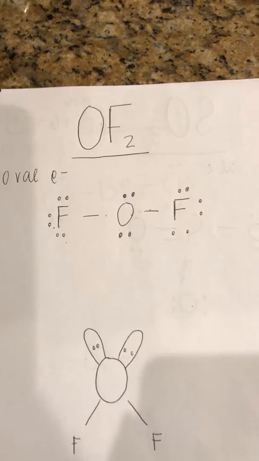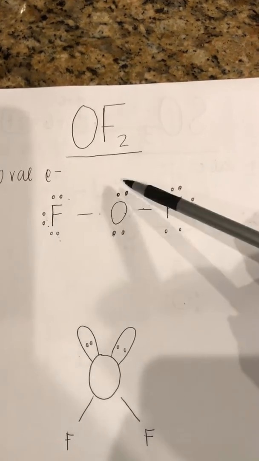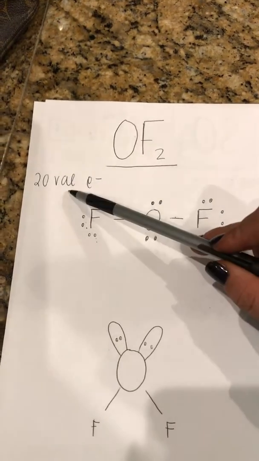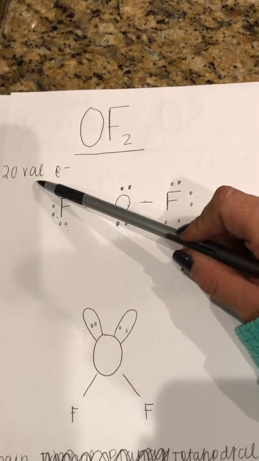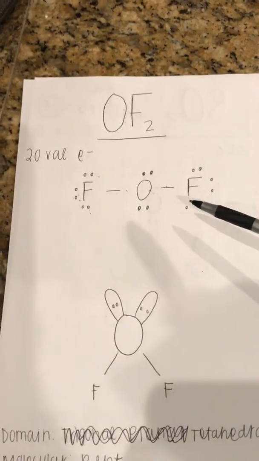I will count by pairs, then multiply by 2. So 1 pair, 2 pair, 3, 4, 5, 6, 7, 8, 9, 10 times 2 gives you 20 valence electrons. So this structure should be correct. Step 2 is to find the bond dipoles.